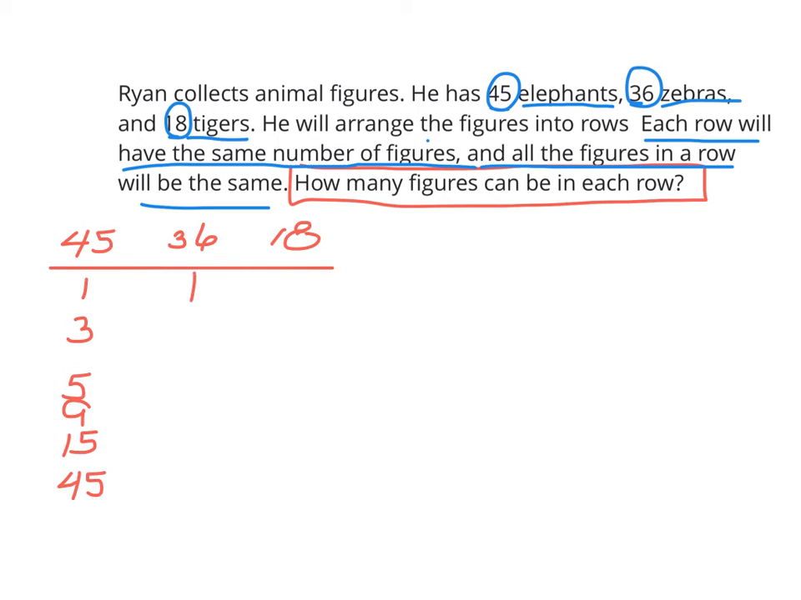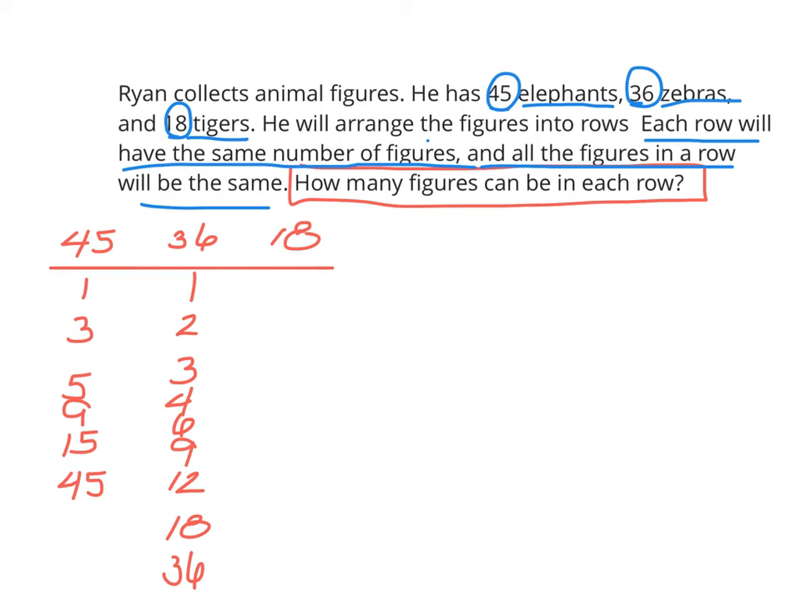So let's start with 36. So we have 1 and 36. 1 times 36. Then we have 2 times 18. That makes 36. 3 times 12. So 3 and 12 are factors. We also have 4 times 9 makes 36. So 4 and 9 are factors. And then 6 times 6 makes 36. So 6 is a factor. And that's it.